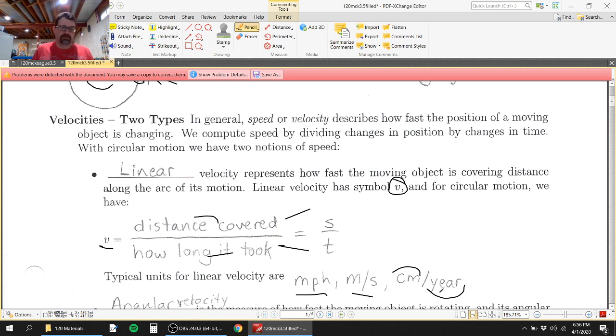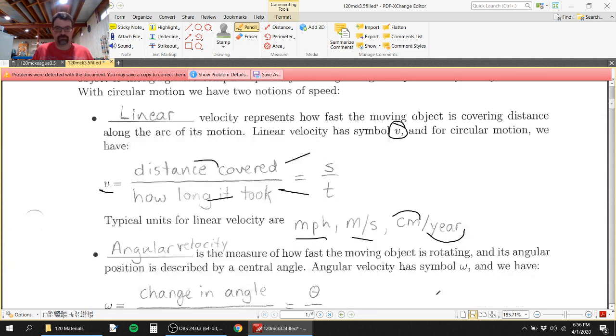The other type of velocity we have is the one that gets at the fact that we're talking about things moving around in circles and gets at how much rotation has occurred, all right? Angular velocity is what we're talking about. Now, the symbol we have here looks like a W, but that's actually a lowercase omega. Lowercase Greek letter omega.